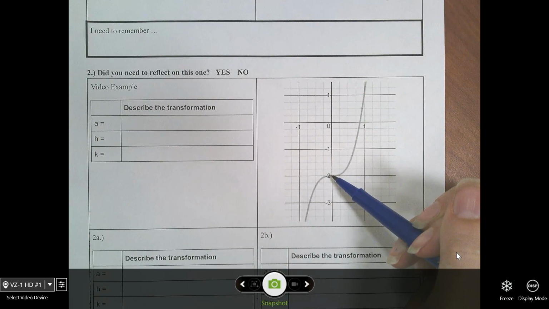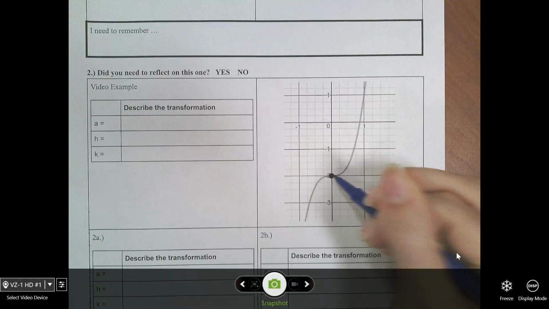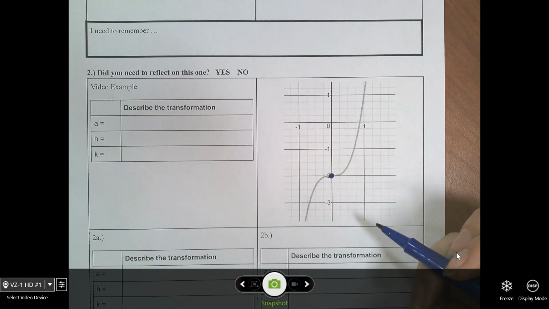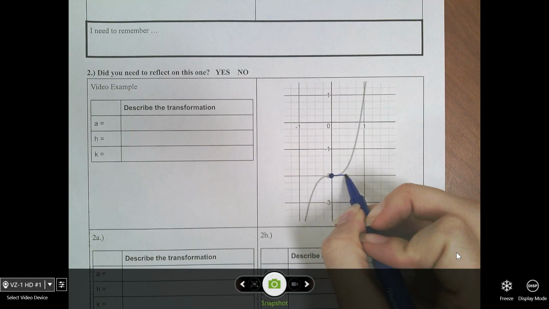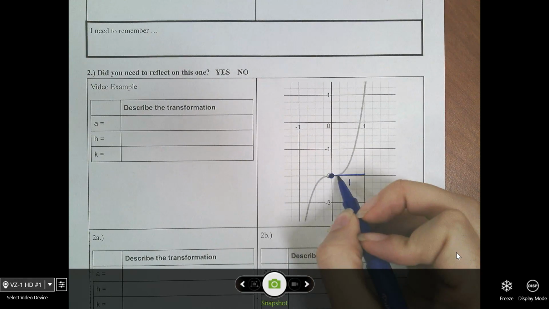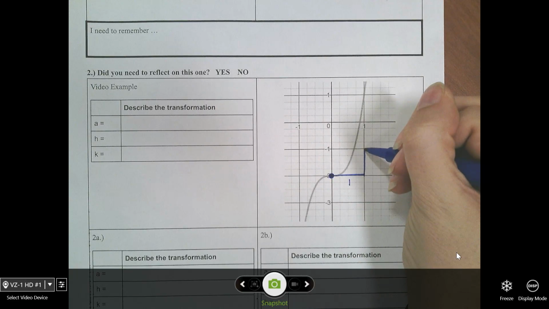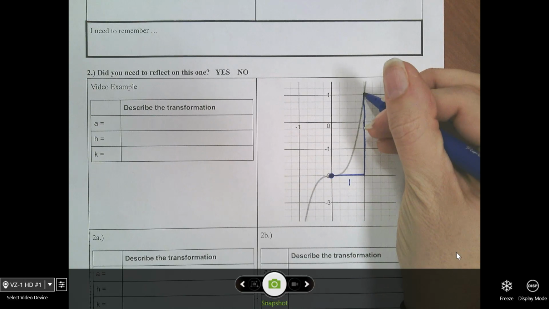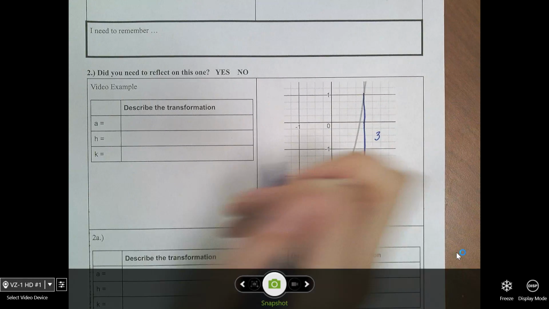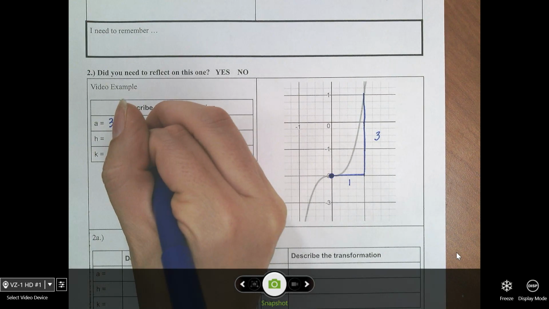So since this is a cubic function, we're going to start at this turning point right here. And again, if you look at the notes, it tells you to move right 1. And remember, you're moving one whole, not just one little box, one whole. And then we're going to move up 1, 2, 3. So that's our A value. So we have an A value of 3. And we're going to describe that right now. Since that's greater than 1, that's going to be a stretch.